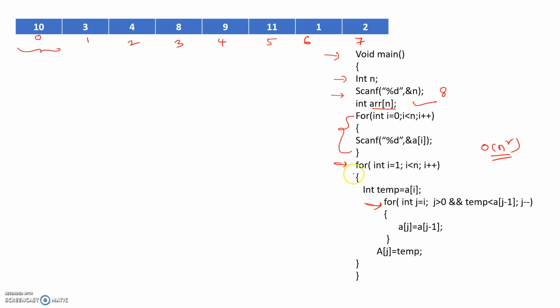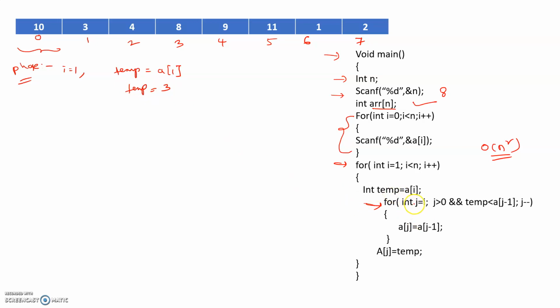Right. Now for the for loop I am taking i value in phase 1. I am going to take i value equals to 1, and next I am going to select a temporary value, that is a of i. What is a of i value? That is 3. 3 will be stored into your temp. a of 1 is 3, and inside your temp I am going to store the element called 3.